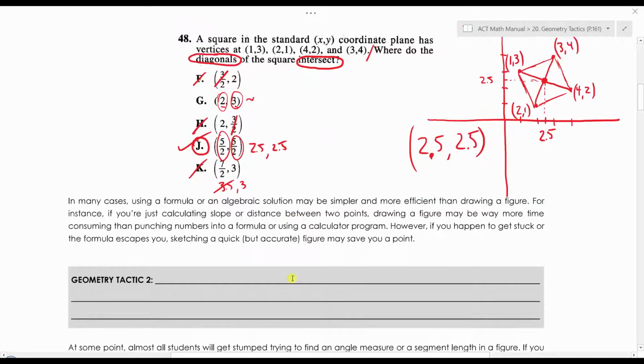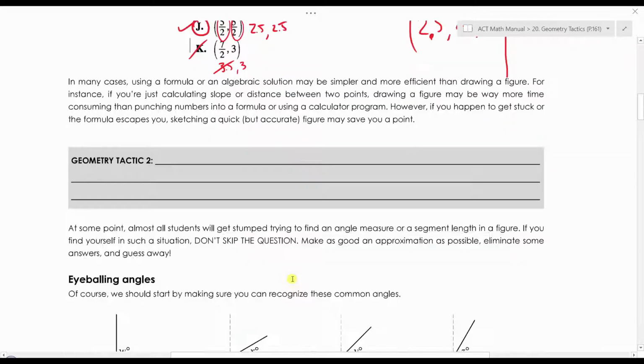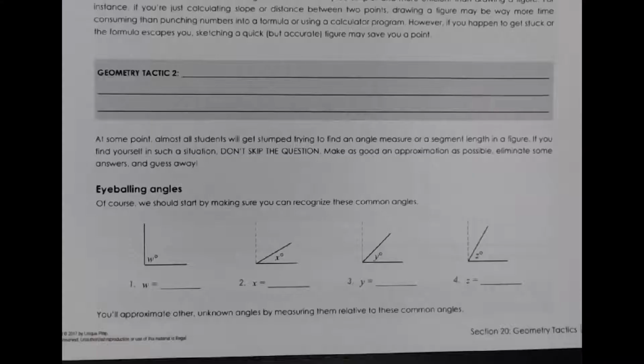We are going to move on to geometry tactic number 2. Okay, so we're going to talk about geometry tactic number 2. First of all, I'm going to be writing some things in red pen here and some things in pencil. Remember, you should generally be using pencil to write all of this stuff. I'm simply going to be using the red pen to keep consistent with the rest of the videos.